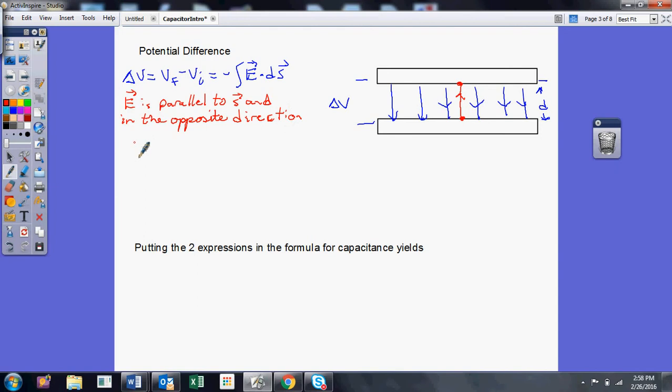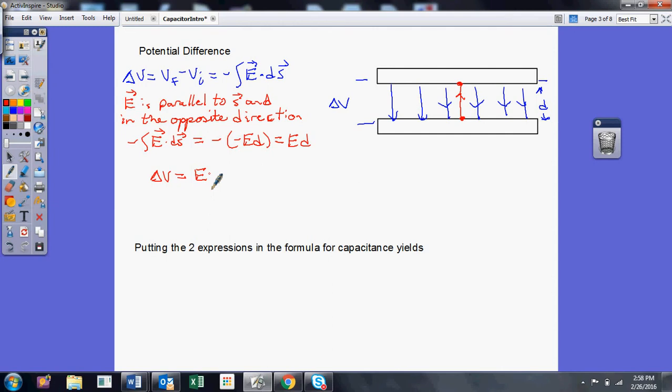So what that means is that minus the integral of E dot ds, our path is straight, we've got a uniform electric field, is just equal to minus E times D, or just plain E times D. So we know that our potential difference between our plates is equal to E times D. So that's the voltage there.